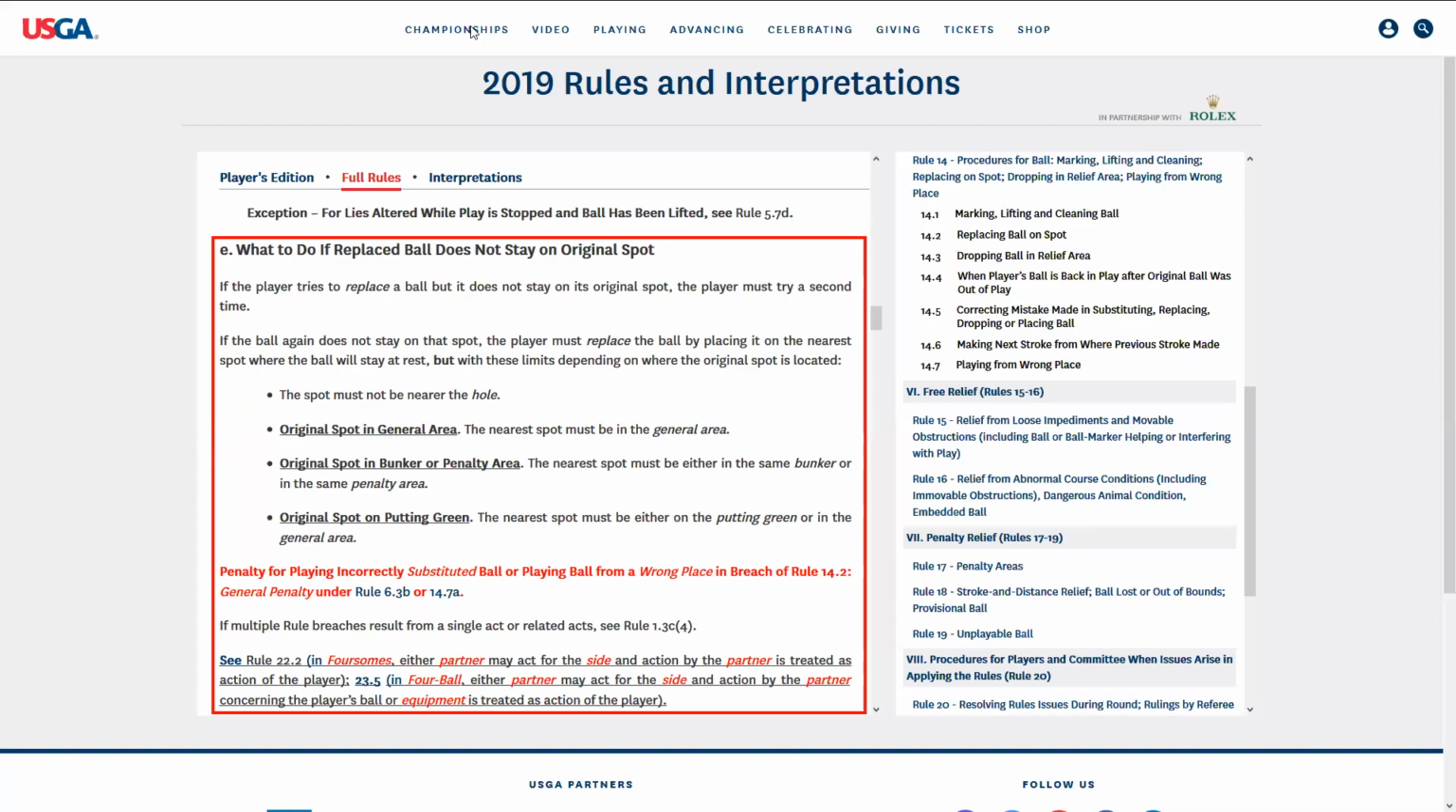All right, 14.3, dropping ball in relief area. This is a big change. Notice the heading, dropping ball in relief area. It doesn't say dropping ball on spot, and it doesn't say dropping ball on reference line. The heading says dropping ball in relief area. Yet another reminder that whenever you drop in a relief area, and whenever you place on a spot.